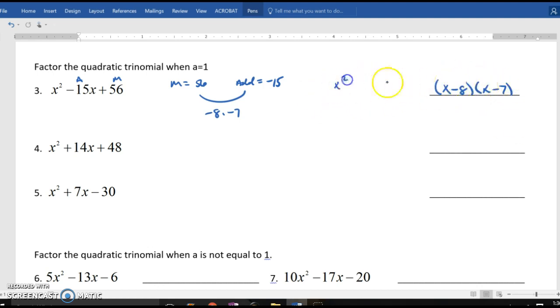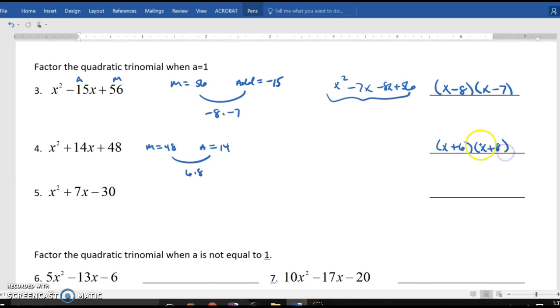x times x is x squared. x times negative 7 is negative 7x, minus 8x, plus 56. When I multiply these out, do I get what I started with? Yes, you would. So the next one, what multiplies to give you 48 and adds up to 14? That'd be 6 and 8. So x plus 6, x plus 8.